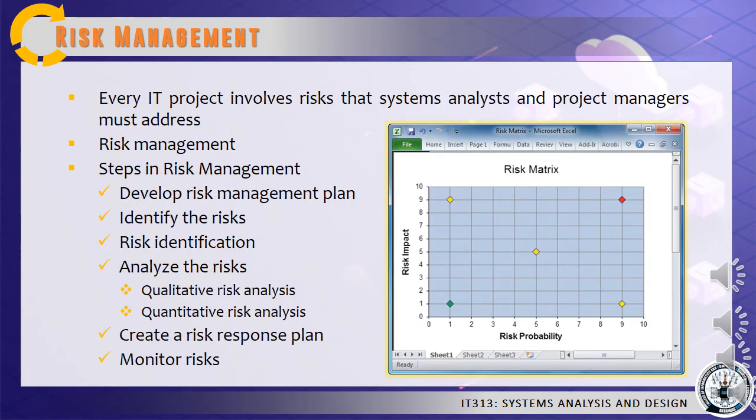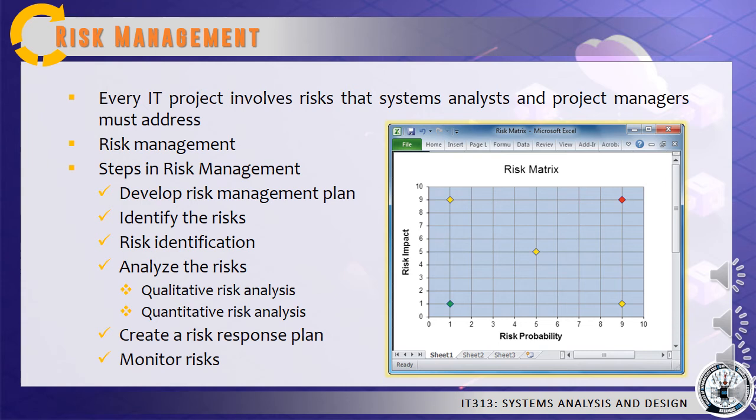Every IT project involves risks that systems analysts and project managers must address. A risk is an event that could affect the project negatively. Risk management is the process of identifying, analyzing, anticipating, and monitoring risks to minimize their impact on the project. The first step in risk management is to develop a specific plan. Although project management experts differ with regard to the number of steps or phases, a basic list would include the following tasks.